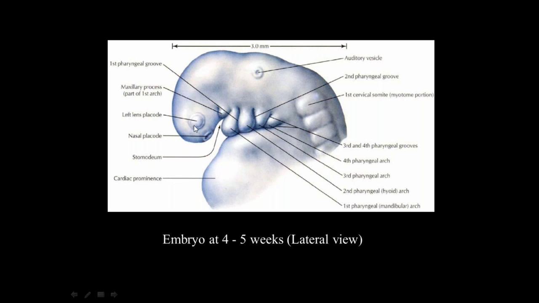Now this is the lens placode, which is your future eye. This is the nasal placode. This is the otic placode or auditory vesicle for the ear. And this is your stomatodeum, which is the future mouth. And this is the bulge for the cardiac prominence.